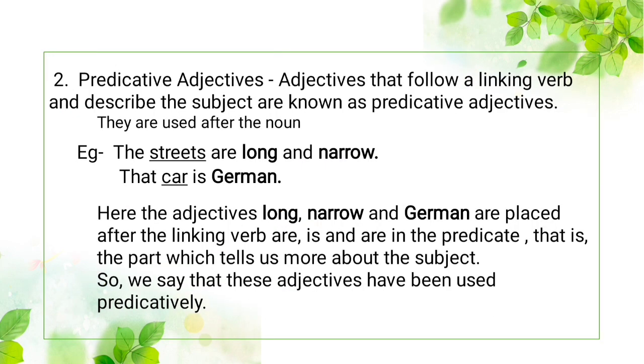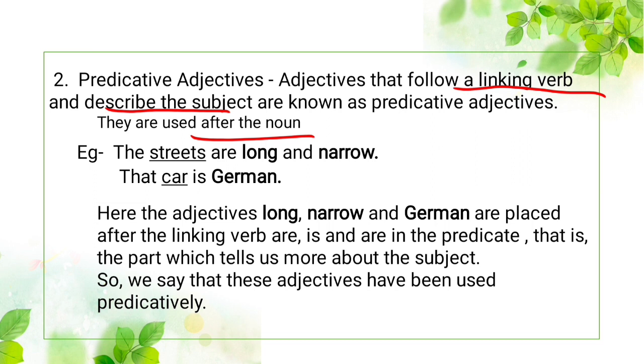Next category is predicative adjectives. Adjectives that follow a linking verb and describe the subject are known as predicative adjective. It means that when an adjective is following a linking verb and it is describing the subject of the sentence, then it is known as predicative adjective. So they are used after the noun in a sentence.